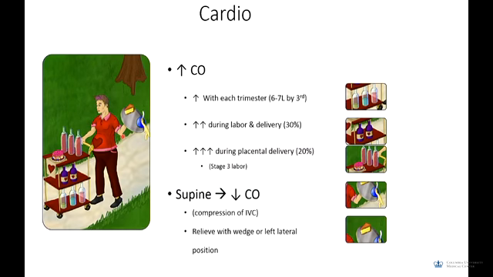When you're supine, you have a decrease in cardiac output due to compression of the IVC. So you can see supine, that soup is falling over and your cardiac output is decreasing. And you can relieve that with a wedge or by putting someone in the left lateral position.